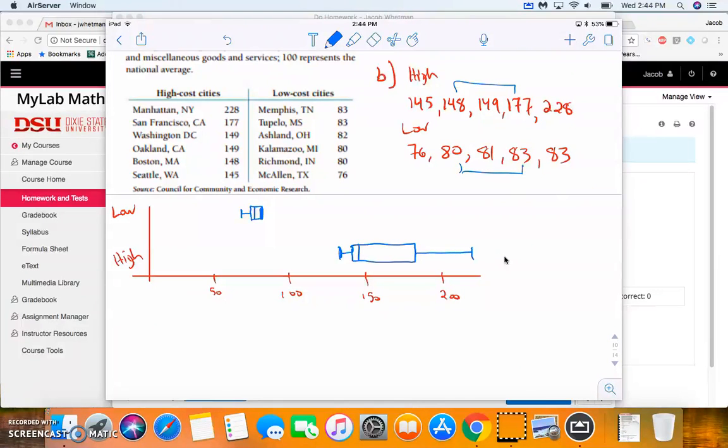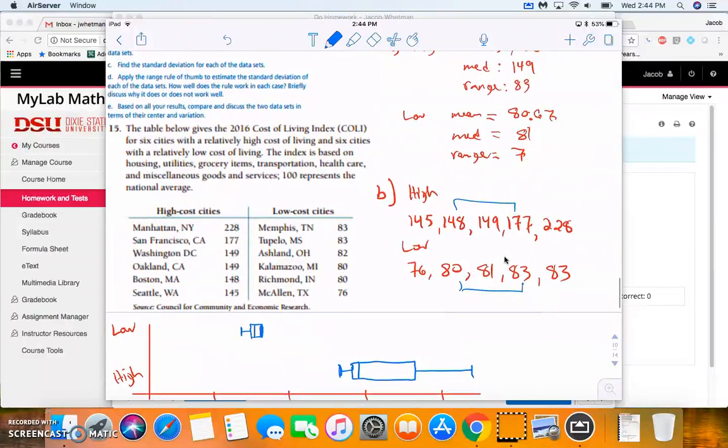220 is probably about right here. So we can see the spread in our box plot. We can see that the higher cost cities are much more spread out. There's much more variation in those. You can see that in the box plots. So that's creating the box plot.